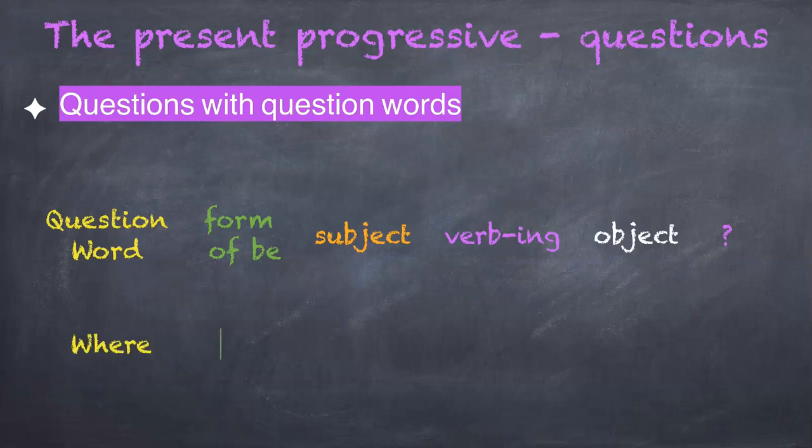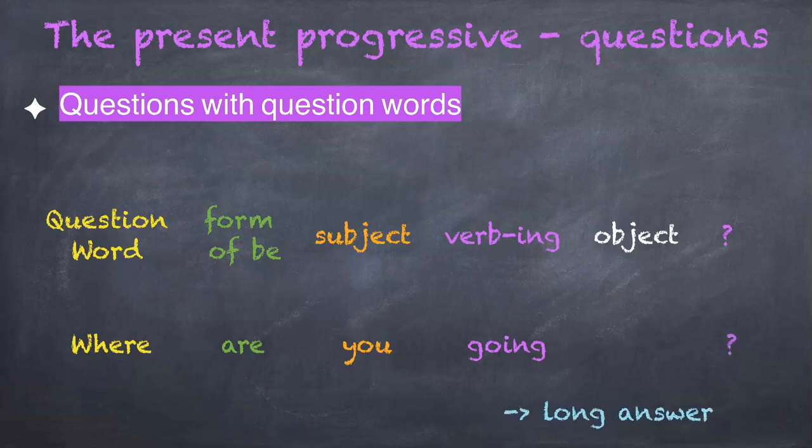Here's an example. "Where are you going?" This question, again, doesn't need an object, but it needs a question mark. And if you have a question like that, a question with question word, you give a long answer.